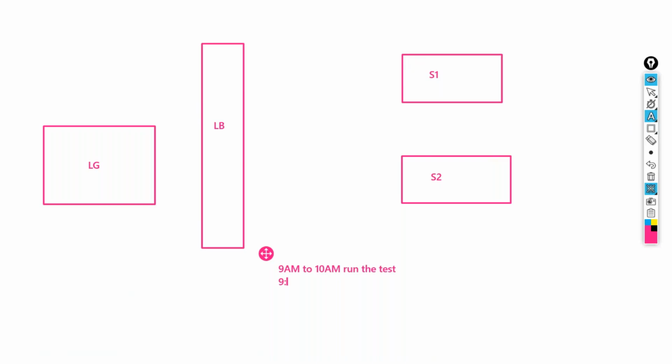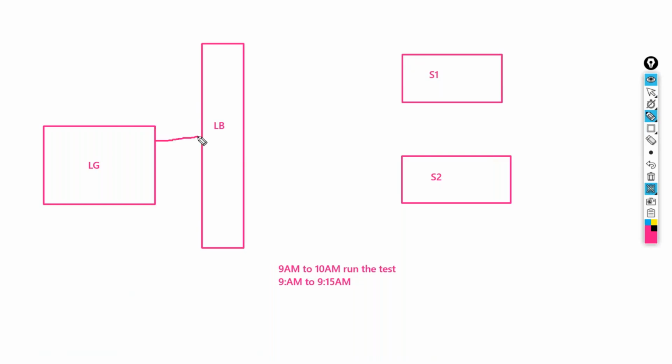Let's say from 9 a.m. you are on call with the developer or the admin team who has access to bring down or bring up the servers. From 9 a.m. to 9:15 a.m. you ask the developer not to do anything, just run the test.